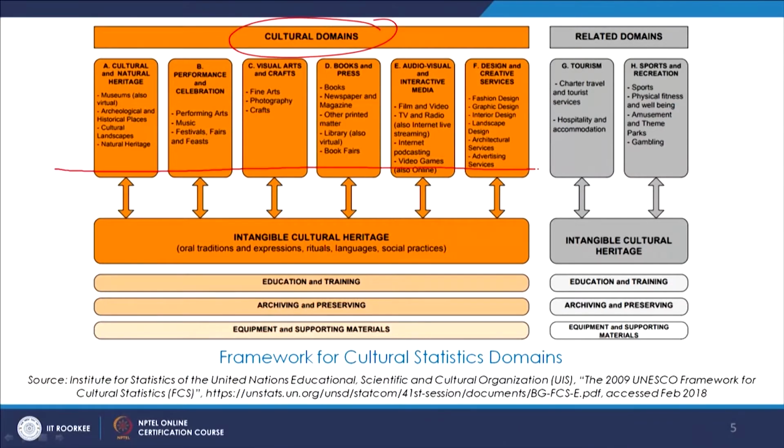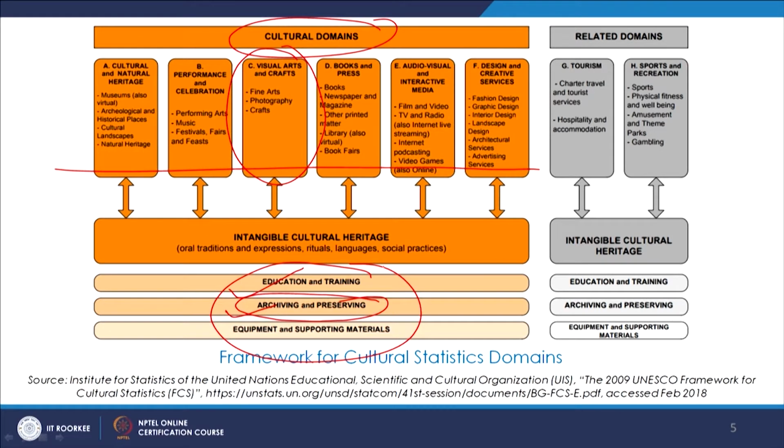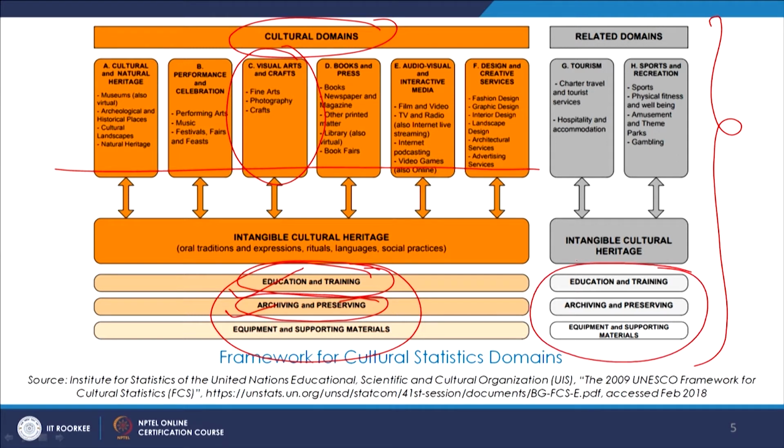So for the research and documentation perspective, we started with this framework given by UNESCO, where there is this identification of cultural domains and where art and craft also is identified as a significant domain. And then we saw a lot of importance being given to education and training, archiving and preserving. So we are talking about research and documentation and archiving and preserving. We also talk about education and training. So all these domains, their activities, and the focus on the documentation part and the archiving and the preservation part has been given by UNESCO. So we saw this framework.